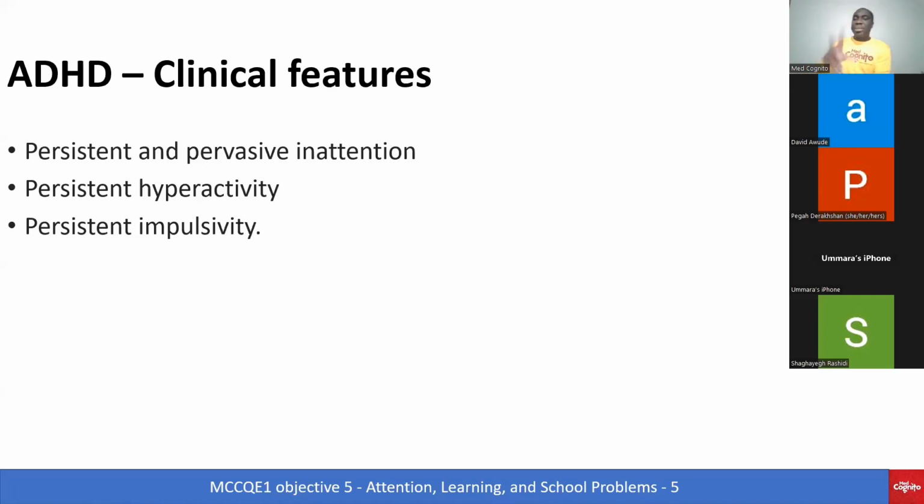So what does the textbook say? Persistent and pervasive inattention. Number 2, children who are hyperactive. Number 3, persistent impulsivity. These are the features of ADHD that you need to know offhand. You need to know this like crazy. Inattention, hyperactivity, impulsivity. At the end of the class, I will ask 4 doctors to do a quick oral review for me, so please take notes of the points we are making. Pervasive inattention, hyperactivity, and impulsivity.